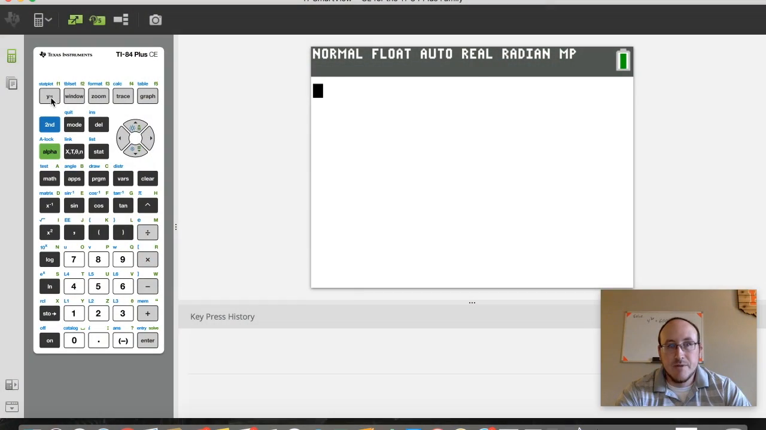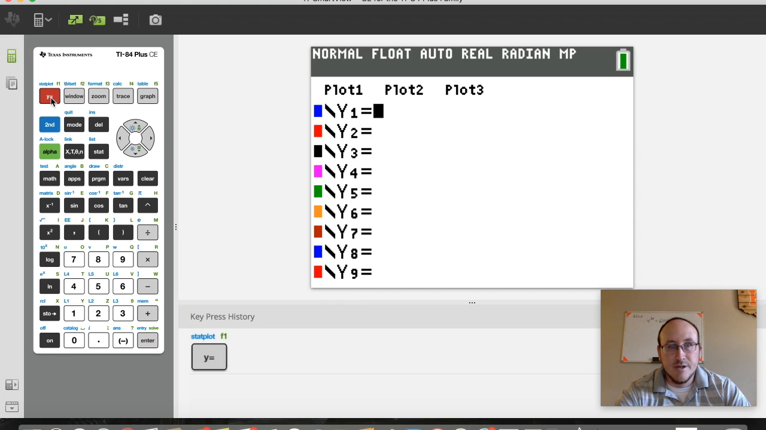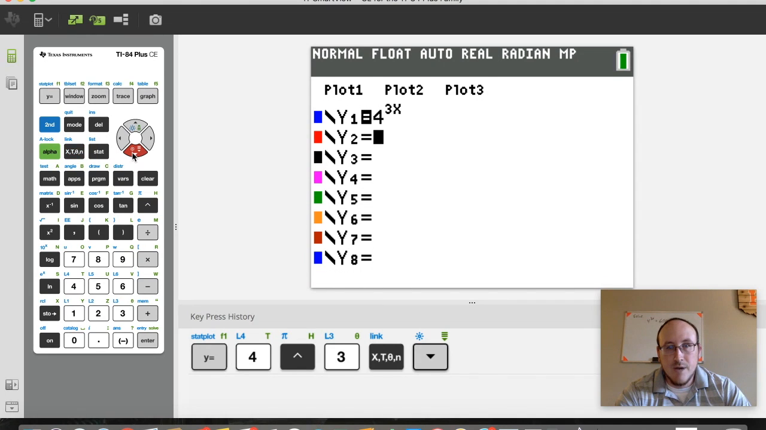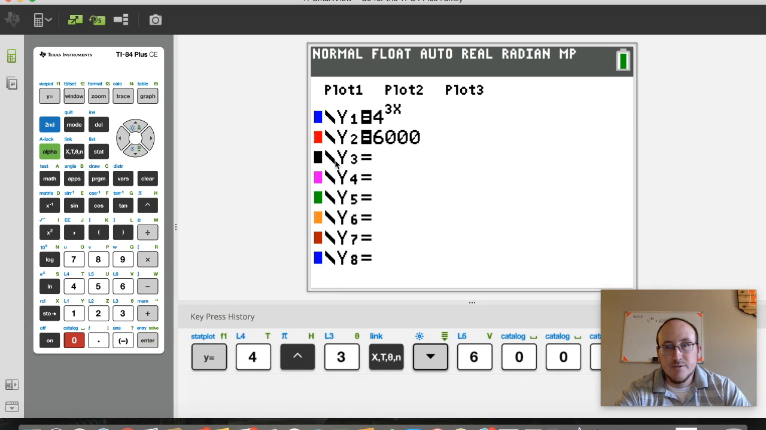Okay, so like I said, I'm going to go to my y equals screen to solve this graphically. For y1, I'm going to graph 4 to the 3x power. And for y2, I'm going to graph the right-hand side, 6,000. So this will draw the graph of 4 to the 3x, and then it will also graph the horizontal line of 6,000, and I'm going to be able to find where the graph meets this value of 6,000, and then I can round to the appropriate number of decimal places, which this problem is calling for us to round to the nearest 10,000th, so that's 4 decimal places.